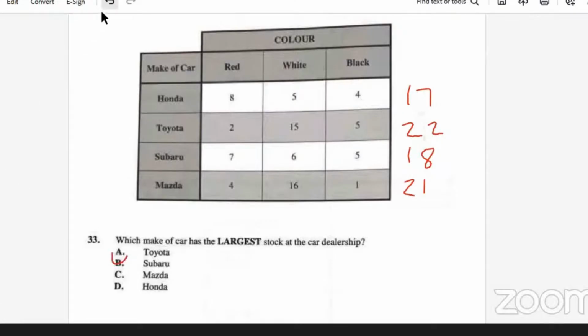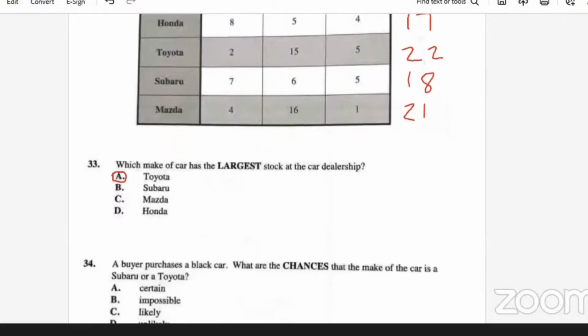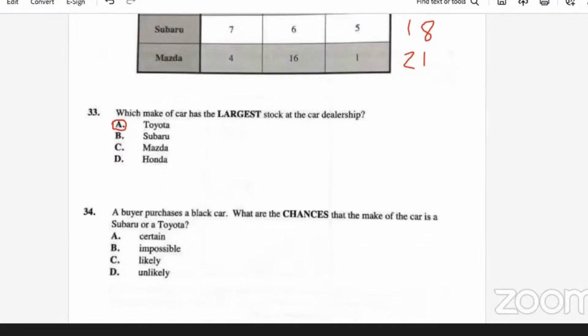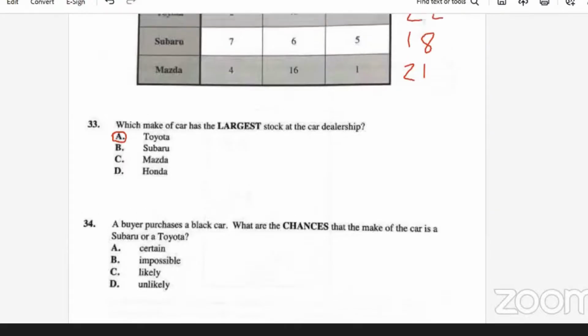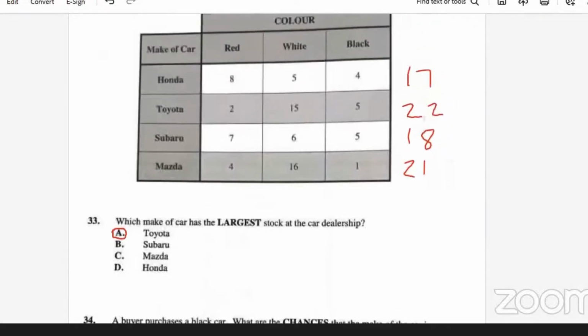Let me do that so you don't get confused. The answer is A. All right, so the answer for 33, A, Toyota. And it says the buyer purchased a black car. What are the chances that the make of the car is a Subaru or a Toyota? All right, so what are the chances that the make of the car is a Subaru or a Toyota if he purchases a black? So let's look at the black cars.